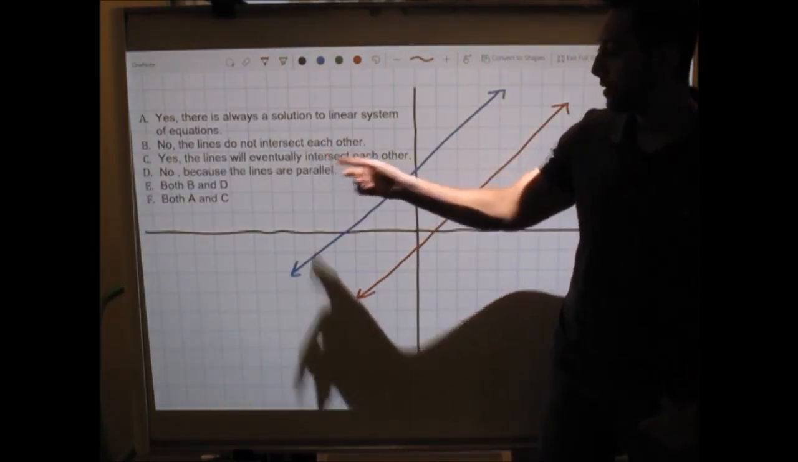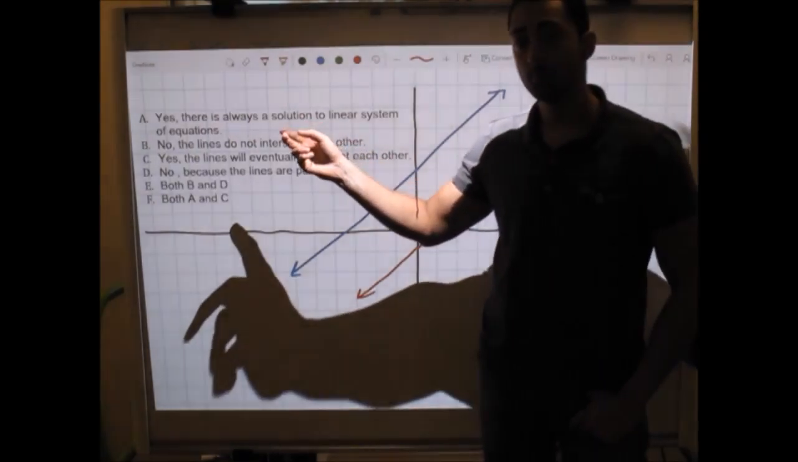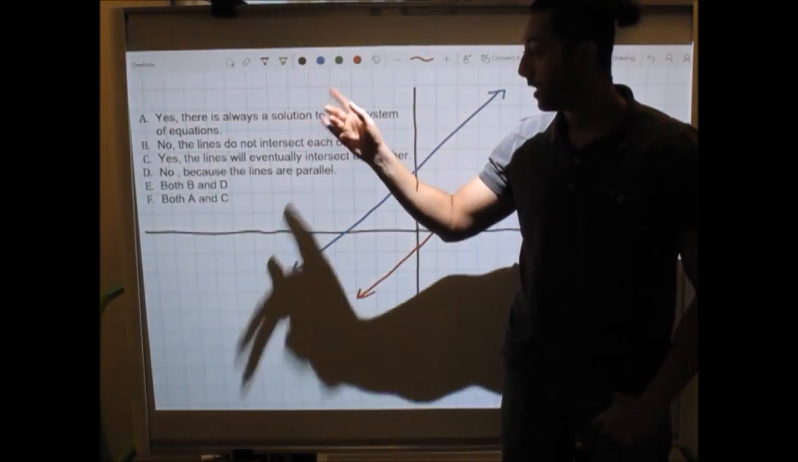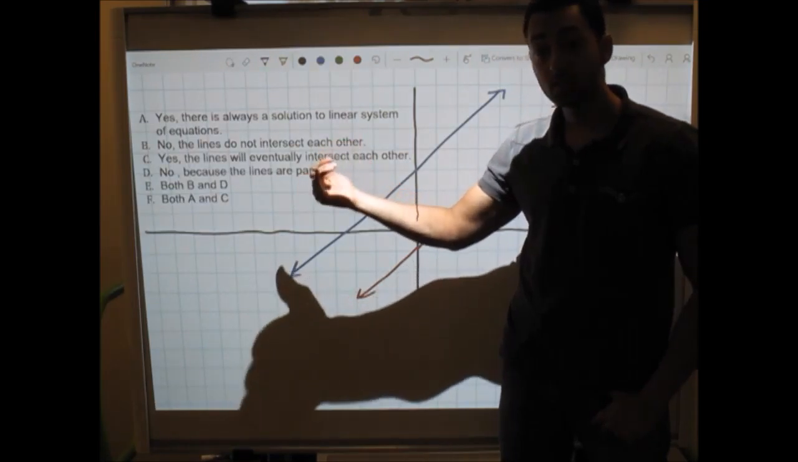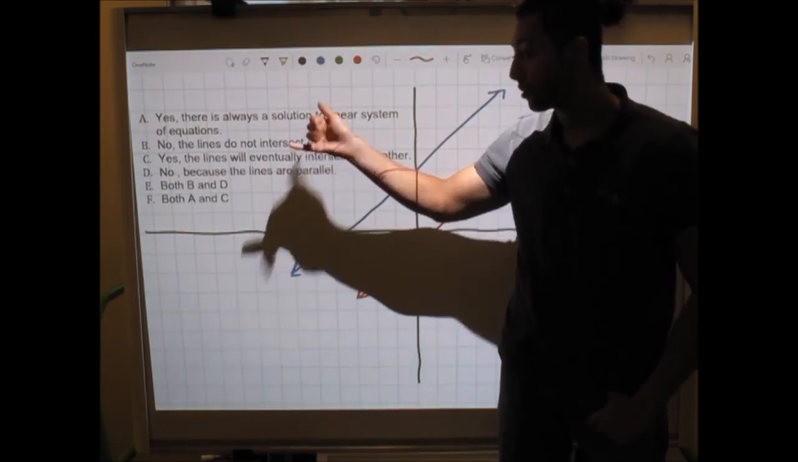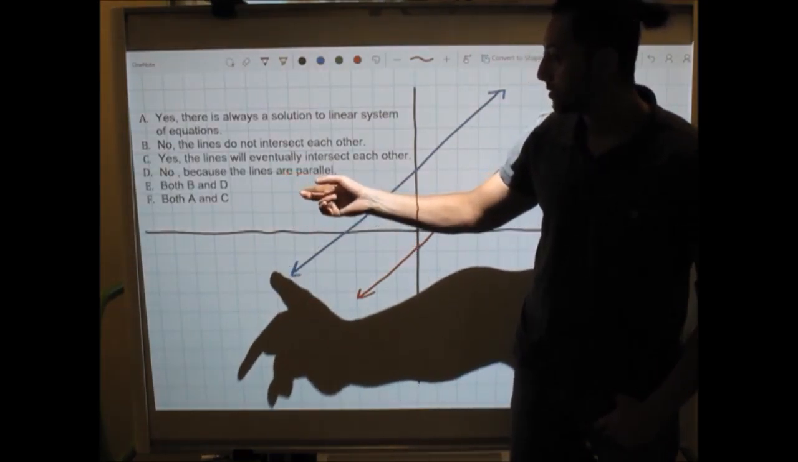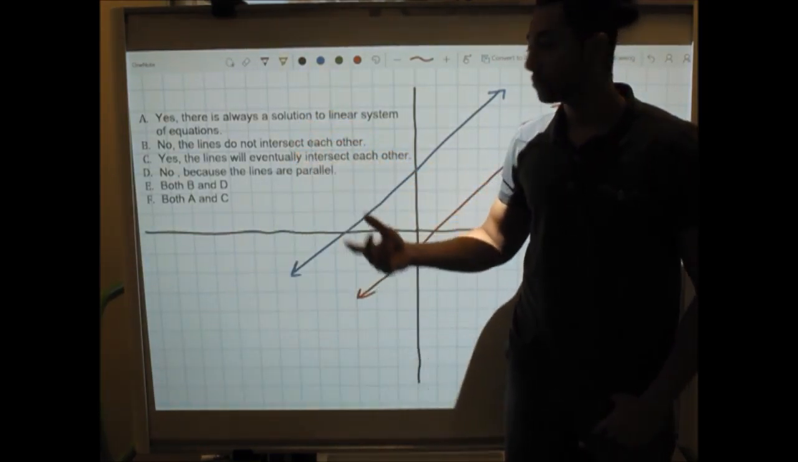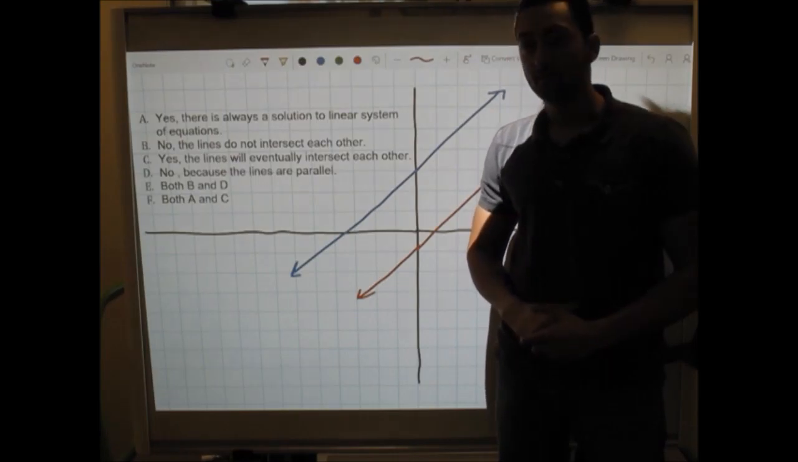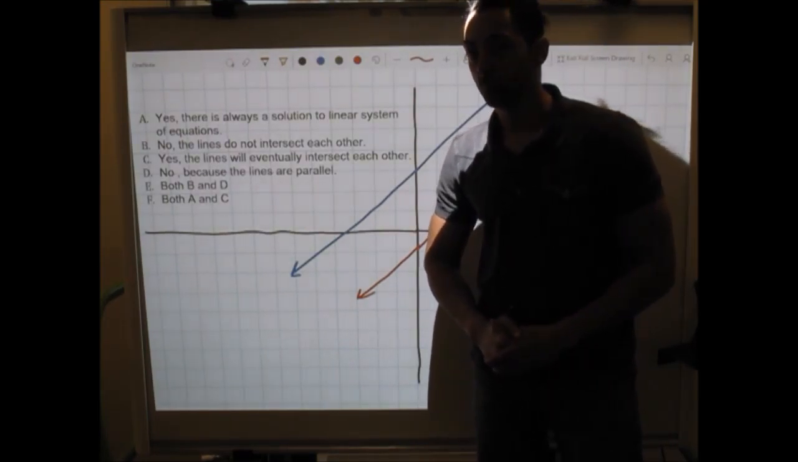E is saying both B and D. We said B could be a potential answer, and D is the right answer, and they kind of work off each other. So narrowing it down, let's look at F, both A and C, but we said A and C were false, so the only answer we're left with is E for this multiple choice.